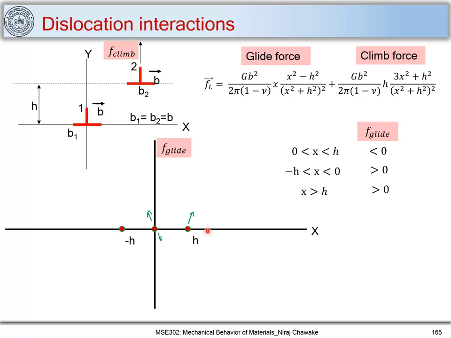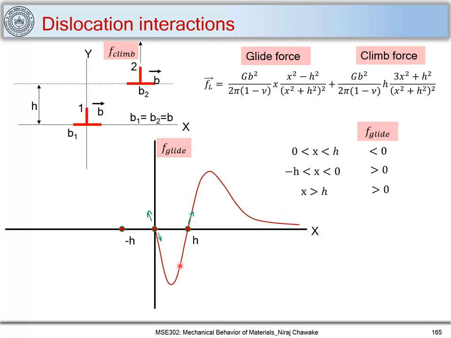Now let's see how we can plot this glide force. You can plot the glide force for positive x in this way. So this is what I meant. The glide force is negative for 0 less than x less than h, and it will reach some maximum value on the negative side. This is the nature of the glide force variation with respect to x. And from this relation you can see that as I increase x, the glide force reaches a maximum for a certain value of x, and then it starts decreasing, and it will decrease as x tends to infinity.